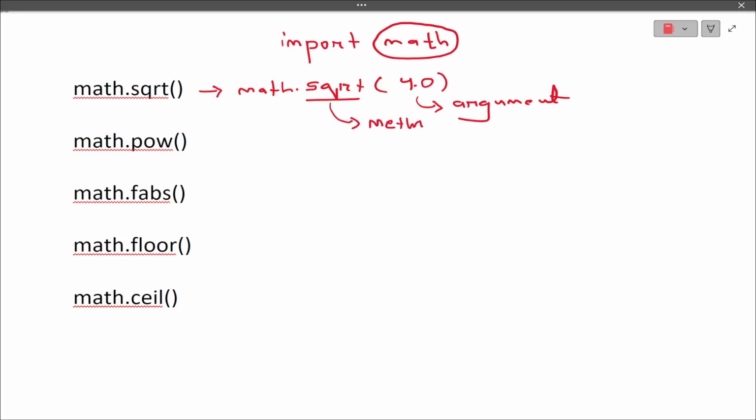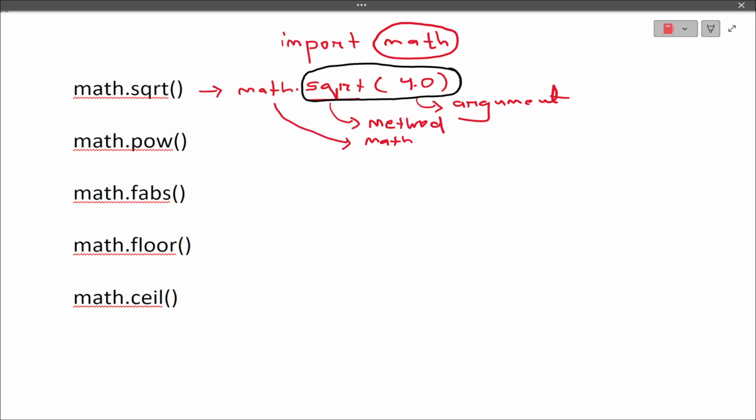A method always comes with parentheses, and you can notice this here. Whatever you write inside those parentheses, we call it an argument. So sqrt is a method. And this indicates a module, which means that this particular method belongs to our module, that is math.